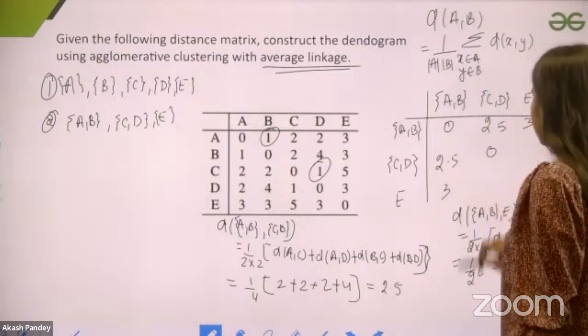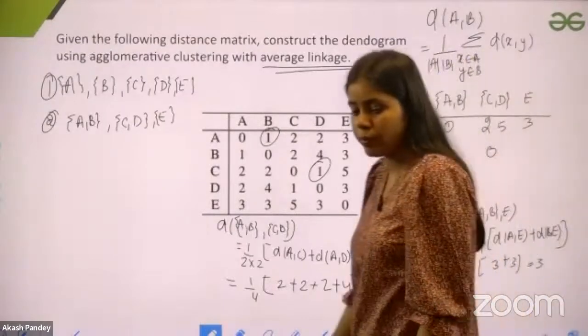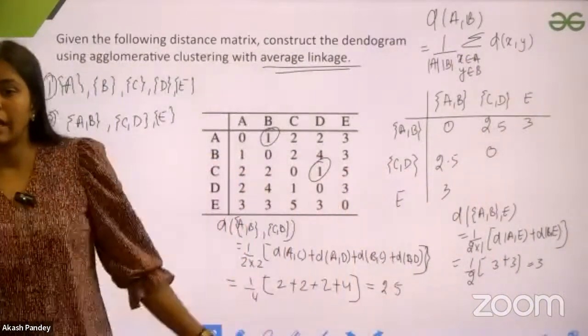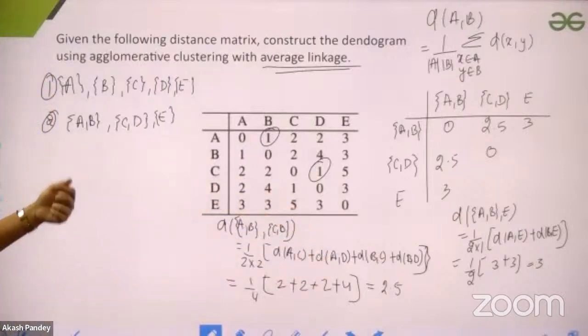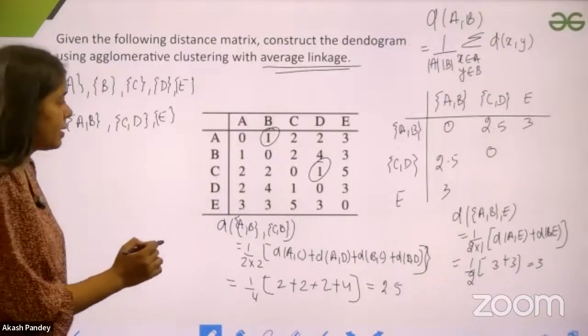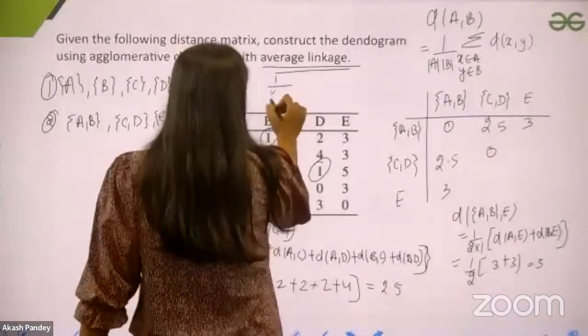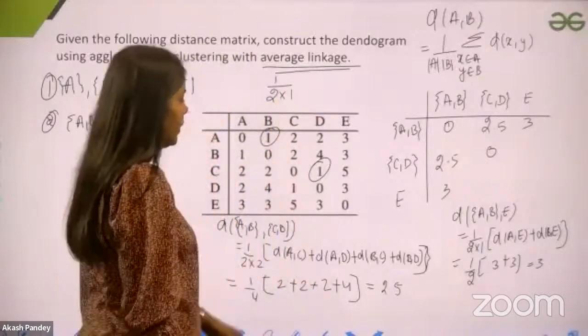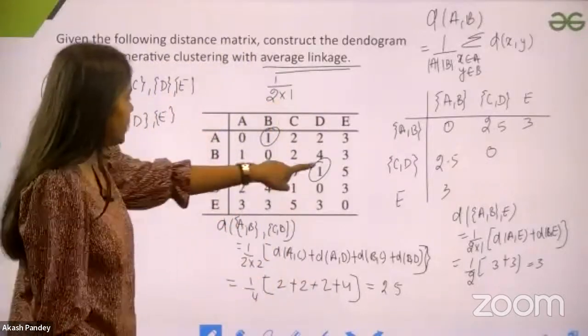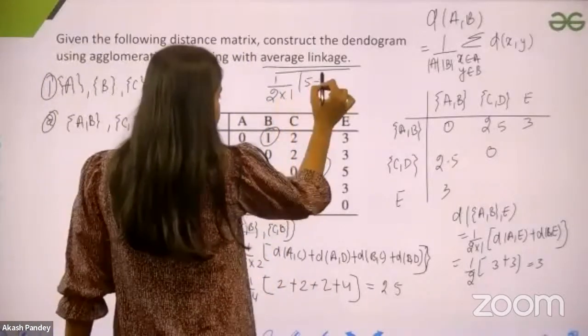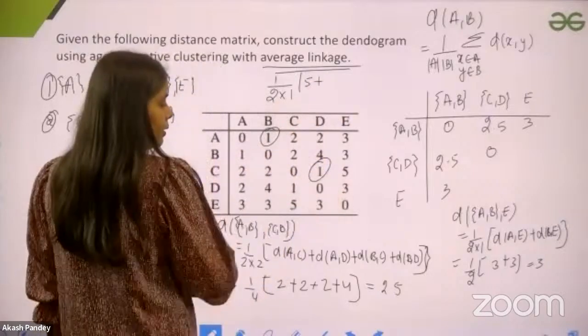Distance of CD with E. Guys, tell me what is the distance of CD with the point E. Just tell me what the distance is. I am solving here directly. Because CD has 2 elements and E has 1 element, the distance of C with E is 5 and the distance of D with E is 3.